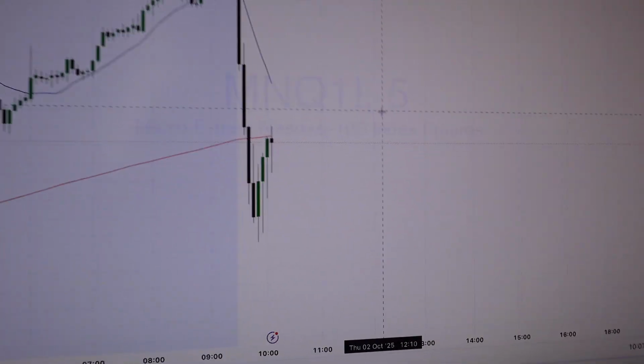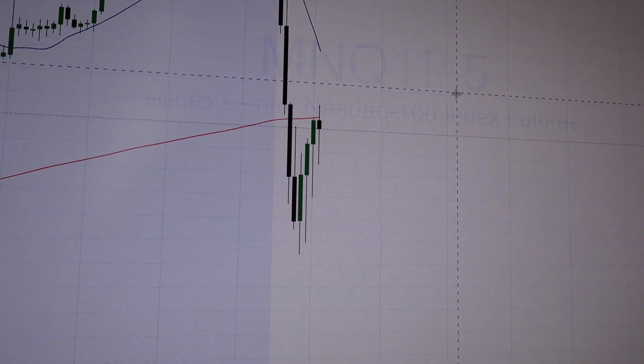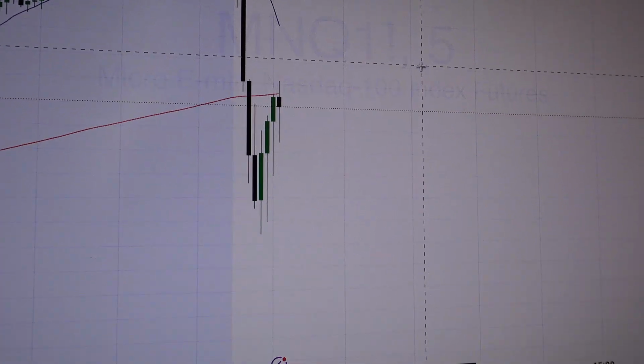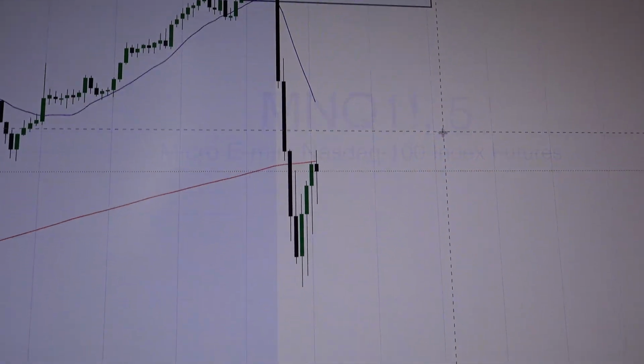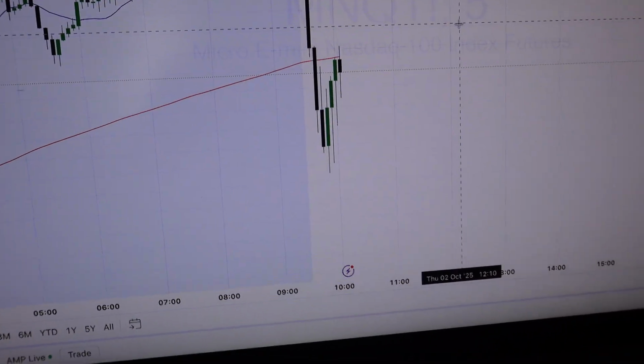Alright, as you can see, price is trying to go back down, so I'm waiting. So far, what it's looking like is a no trade day. Looks like a no trade day.